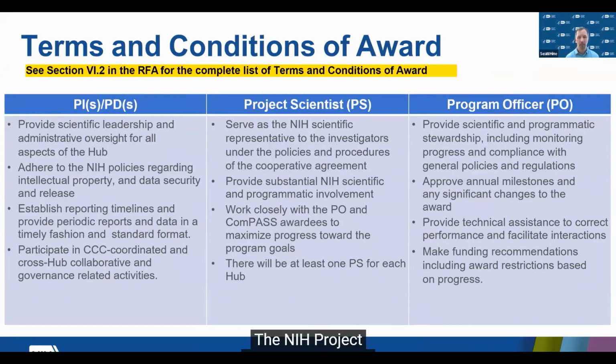The NIH project scientist will serve as the NIH scientific representative to the investigators under the policies and procedures of the cooperative agreement, provide substantial NIH scientific and programmatic involvement, work closely with the PO and ComPASS awardees to maximize progress toward the program goals. There will be one PS for each hub. And the NIH program officer will provide scientific and programmatic stewardship, including monitoring progress and compliance with general policies and regulations, approve annual milestones and any significant changes to the award, provide technical assistance to correct performance and facilitate interactions, make funding recommendations, including award restrictions based on progress.